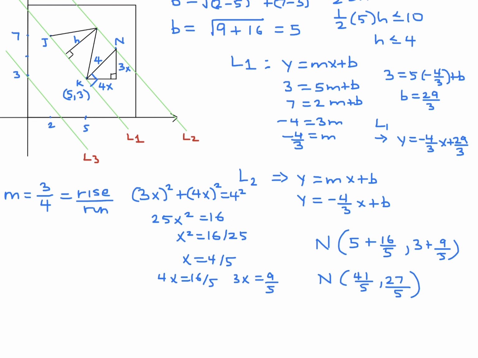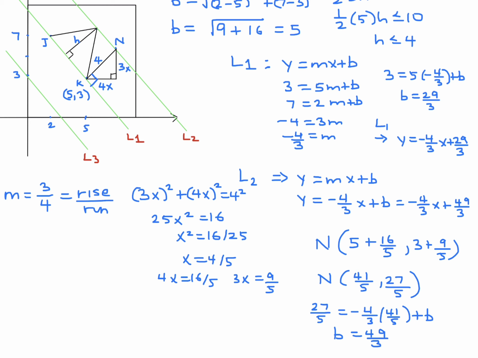I can put in any point, really, but this is the only point I have. So y is 27 over 5, which is minus 4 over 3 times 41 over 5, plus b. Correct? And when you crunch out those numbers, you get 49 over 3. So that means this equation is y equals minus 4 over 3x plus 49 over 3.